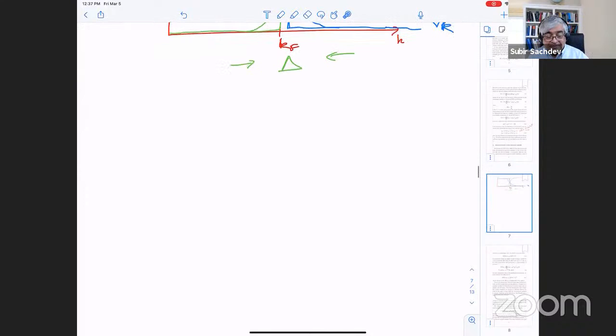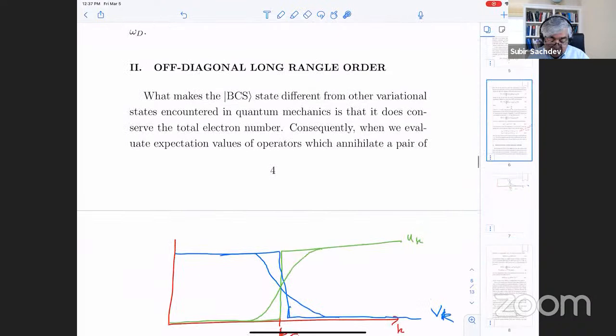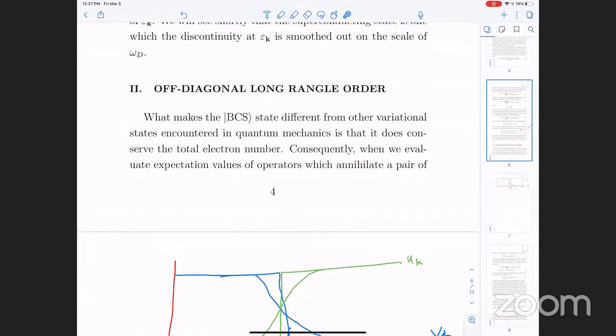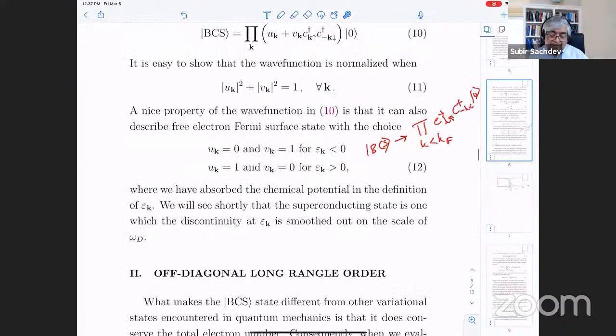Subir? Yes. I had a question. Here we're talking about just the wave function, right? But we haven't really talked about the Hamiltonian for the BCS theory. Is this the ground state of some Hamiltonian that we know already? Yeah, so that's what I'll defer. We're going to do that in a while.